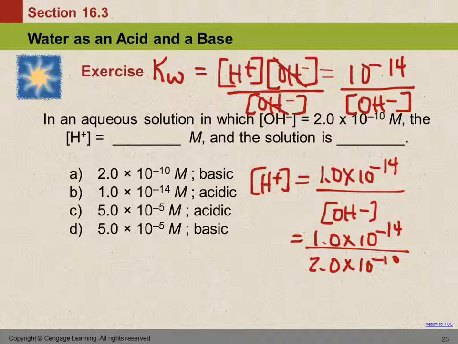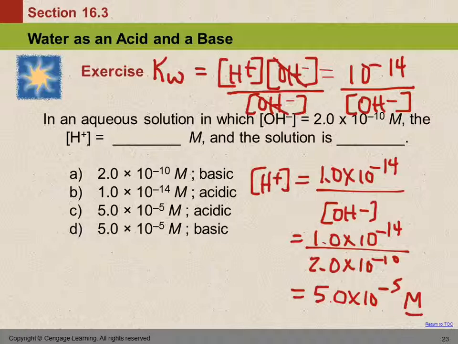So you have to use the EE button correctly on your calculator, or you're going to end up with the wrong answer. So go 1 EE minus 14 divided by 2 EE minus 10. And that's going to be 5 times 10 to the minus 5. And the concentration will be moles per liter.